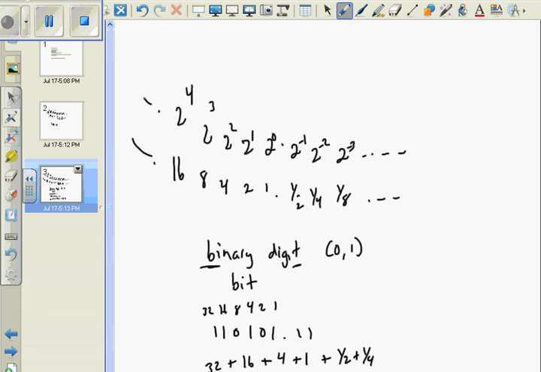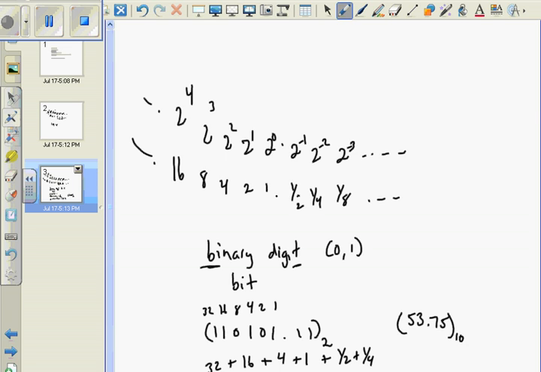So what number are we going to get here? Well, we're going to get 32 plus 16 plus 4 plus 1. What is that? That's 21 plus 32, which is 53. Half and a quarter is 0.5 plus 0.25, so 0.75. So this number, 110101.11, is the same as 53.75. Now we can explicitly state that this is in Radix 2 and this is in Radix 10.